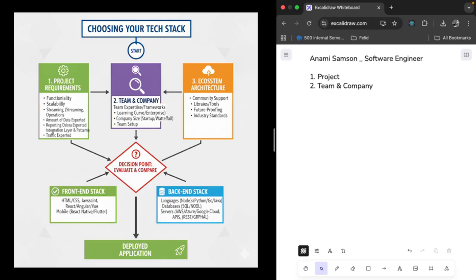So that's number 2. Number 3, you also need to see the architecture, or rather the ecosystem that you're developing your system around. So for example, if the structure is so complicated, then you need to think through the language, or rather the stack that you're picking.